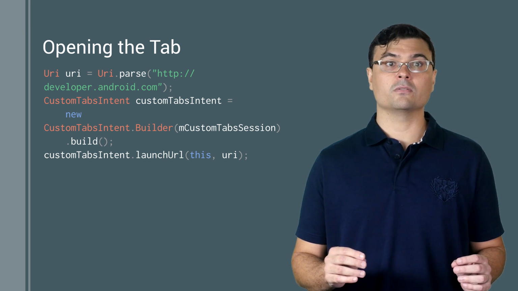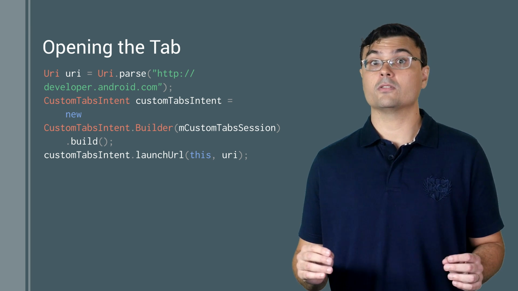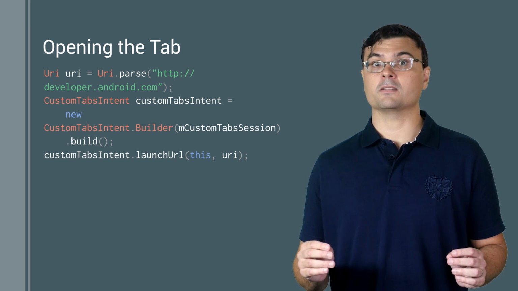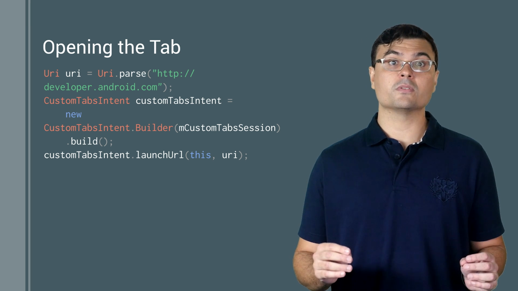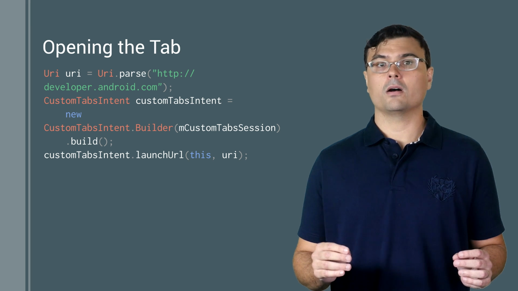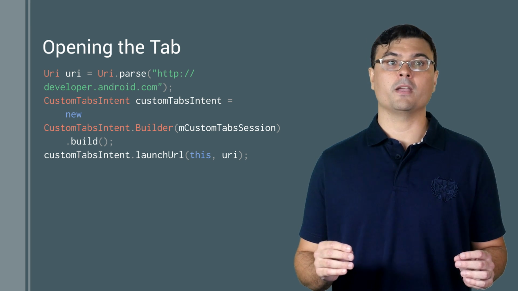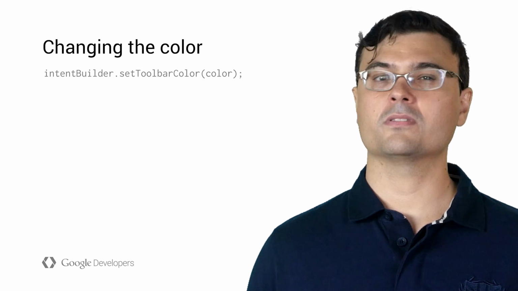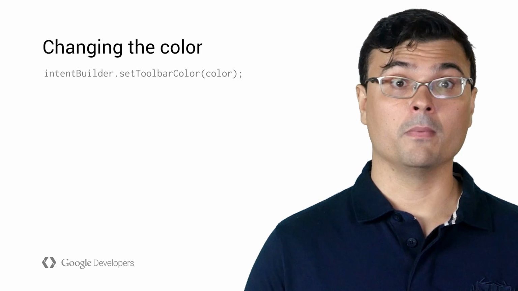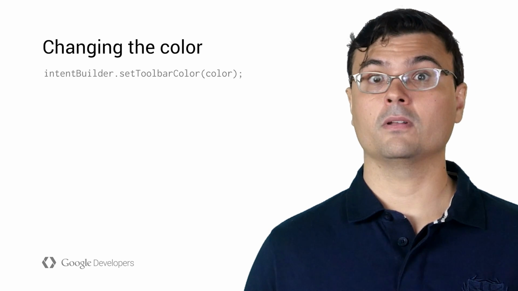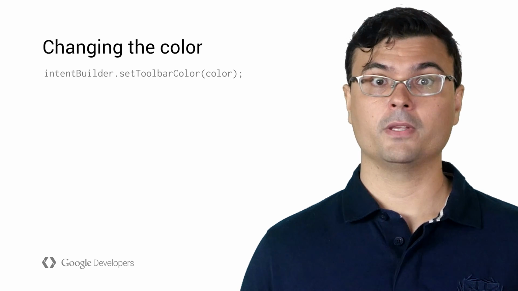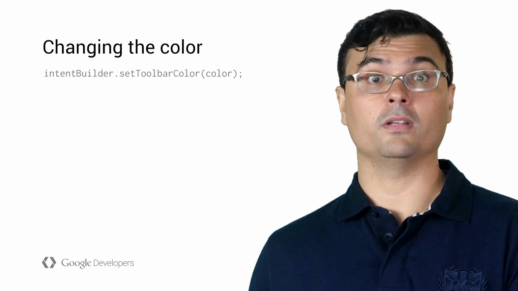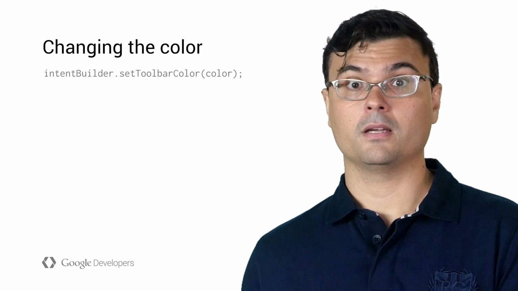Pass it a reference to the host activity and the URI you want to open. If the URI matches the one of the URIs passed when prefetching, Chrome will use the prefetched content. Otherwise, it will fetch and render the page at that moment. There are various customizations possible on the custom tab UI. Use them by calling the corresponding methods on the custom tab's intent builder. To change the application bar color, for instance, you need to call the setToolbarColor method.